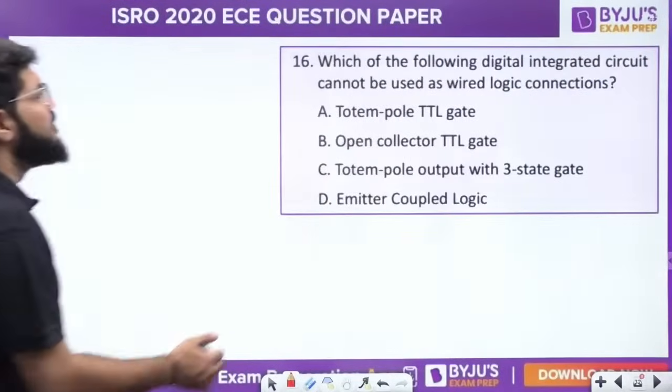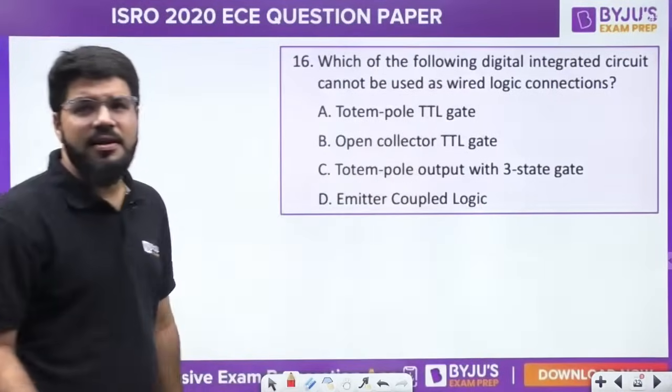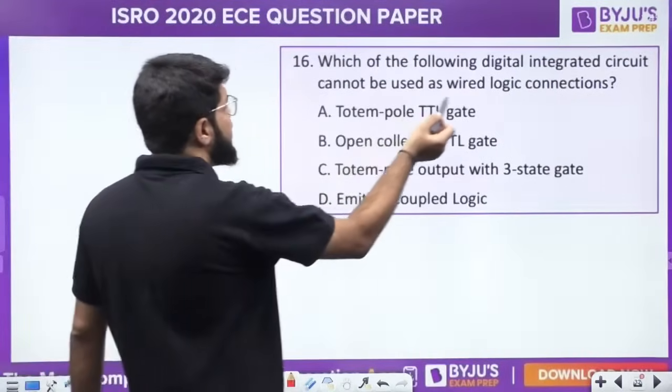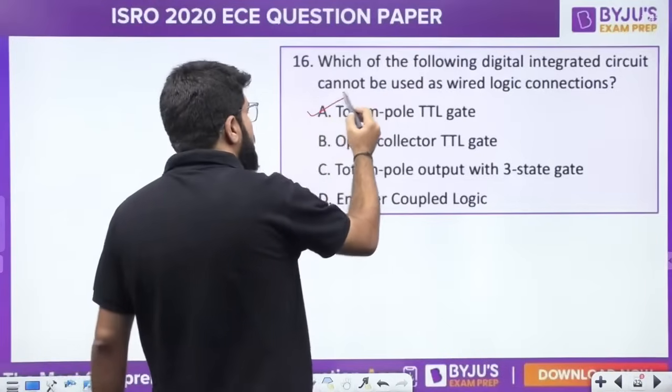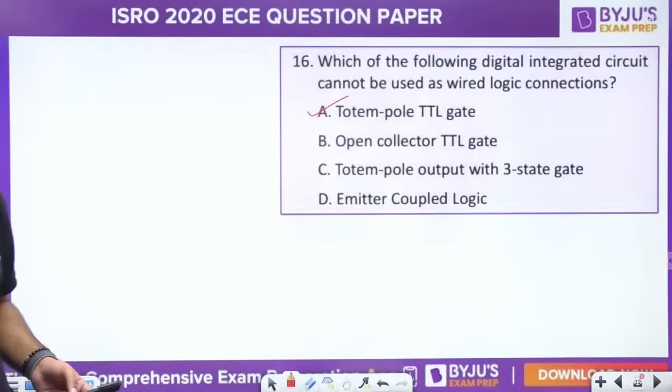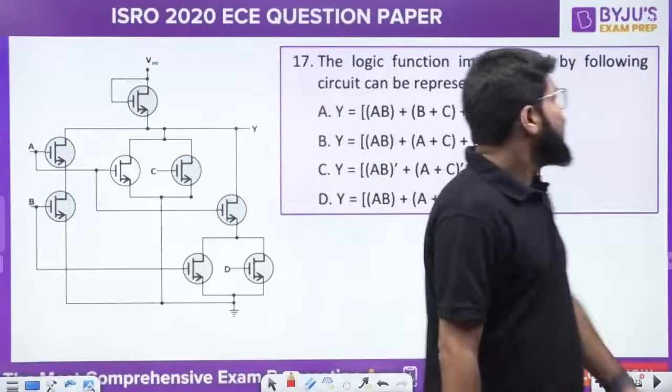Moving to the next, guys. Which of the following, it's a logic family fundamental factual question. Which of the following digital integrated circuits cannot be used as wired AND, and it is not possible with the totem pole TTL gate? Okay.